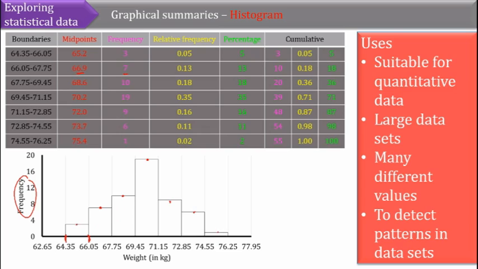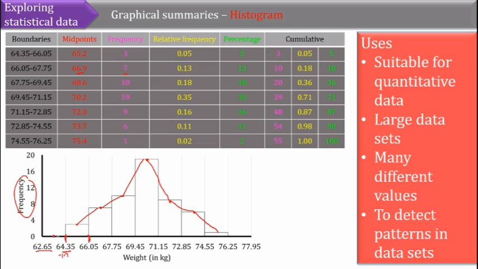Then I will end up with what we call a frequency polygon if I connect all of those points. However, this polygon is floating in the air. We can't have that. So what we'll do is pretend that there's another class before this one. We'll take this lower boundary and subtract 1.7 from it, and that will give us 62.65. The midpoint will be over there.